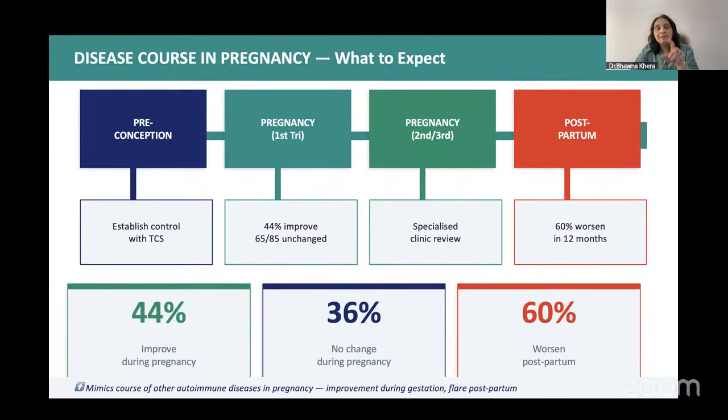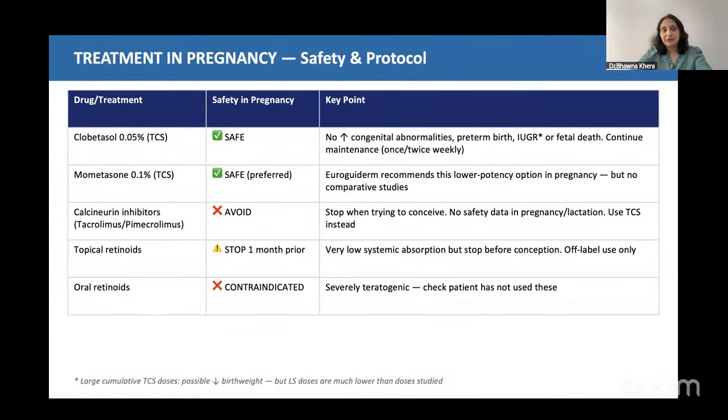In pregnancy, the patient has to be taken care of by a specialized clinic, the vulval specialist clinic, right? So care will be shared by the vulval specialized clinics. And postpartum, 60% of women may worsen in 12 months. Okay. So these lower figures are the correct values. That is 44% improve in pregnancy, 36% no change during pregnancy, and 60% worsen postpartum. These are the treatment protocols.